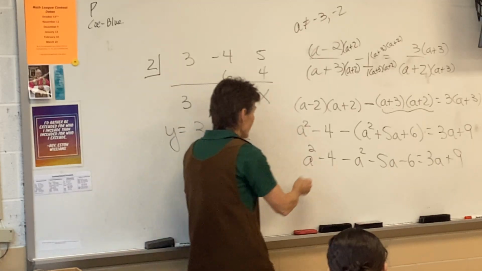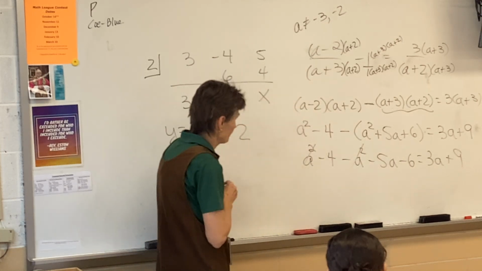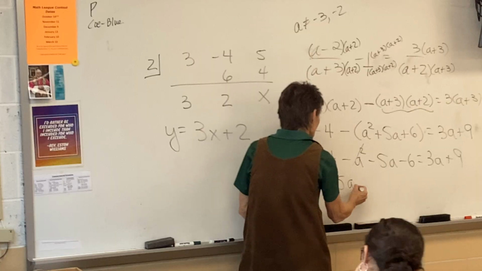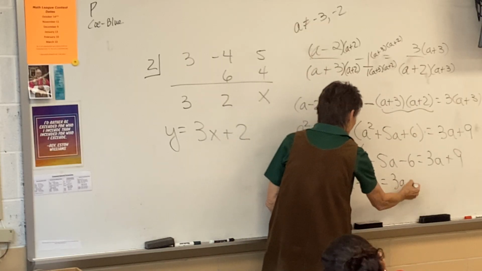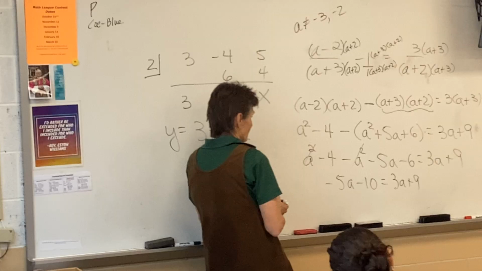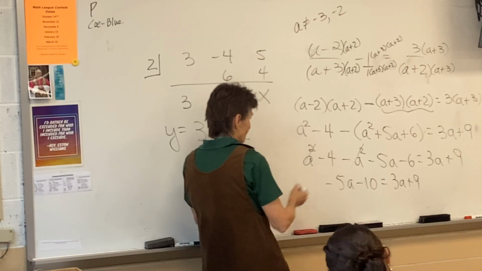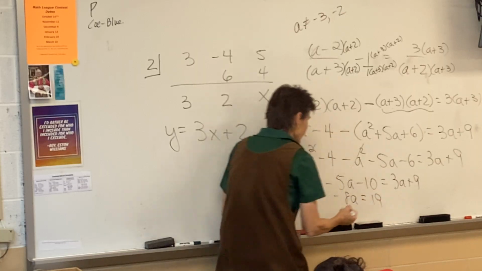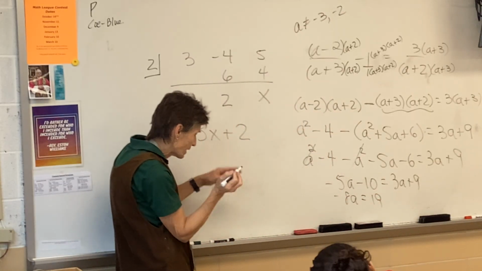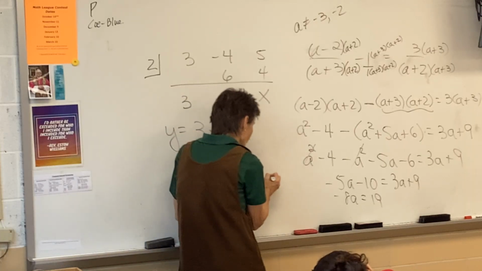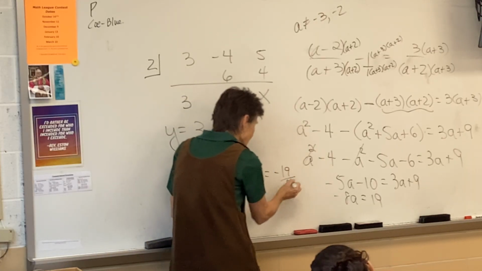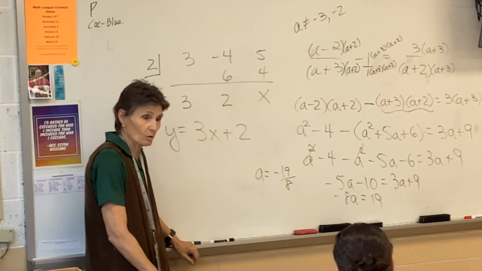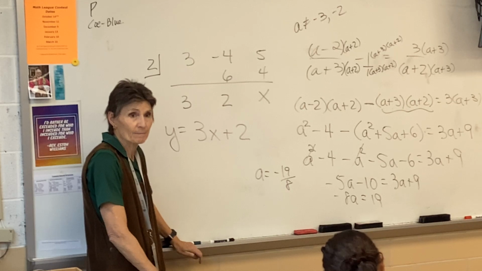Minus a squared minus 5a minus 6. Oh, that worked out great. Negative 5a minus 10 equals 3a plus 9. Negative 8a equals 19. Everybody doing okay here? So a equals negative 19/8, which is not one of my bad ones, so it's all good. That's the answer.